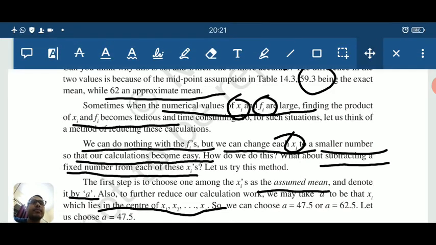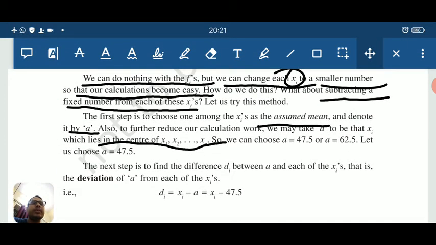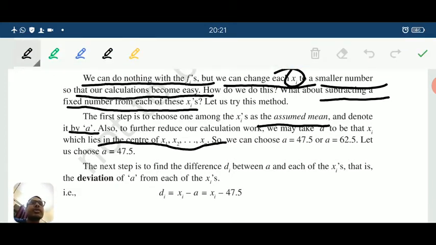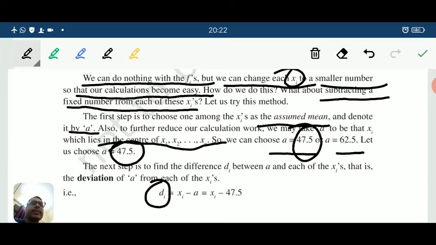Suppose we choose the assumed mean from the center of the given observations, somewhere lying in the mid part of it. So A equals 47.5 is chosen, or you can take 62.5. Here in this question it is taken as 47.5 as the assumed mean. So how to get the deviation here? The deviation di is given by the given observation minus the assumed mean, xi minus A. So xi minus 47.5, which is taken as the assumed mean.